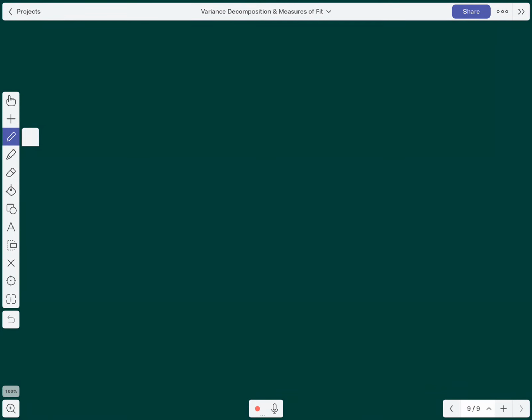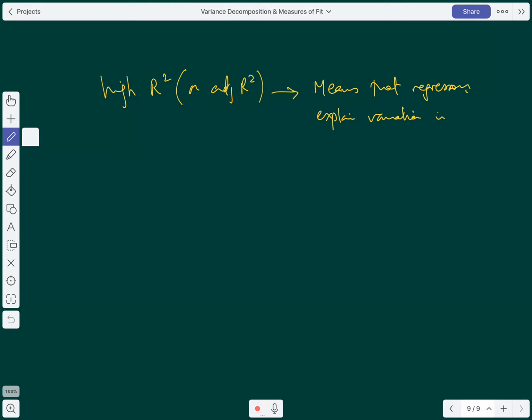Important notes to mention about high R square or adjusted R square. So high R square or high adjusted R square basically means that regressors explain variations in Y. But you can still have, right? You can still have many econometric problems.